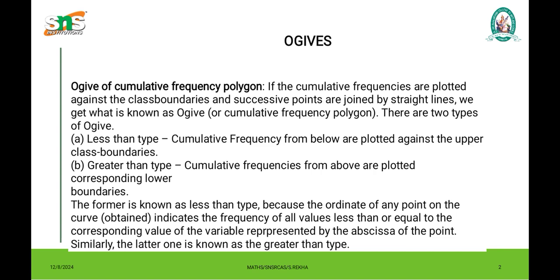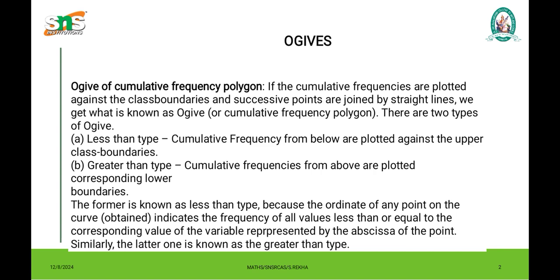This diagram is formed when successive points are joined using a straight line against the class boundaries. You will get two types of diagram, one is the less than ogive and the next one is the greater than ogive. The less than type means cumulative frequency from below is plotted against the upper class boundaries. The greater than type means cumulative frequency from above is plotted against the corresponding lower boundaries.